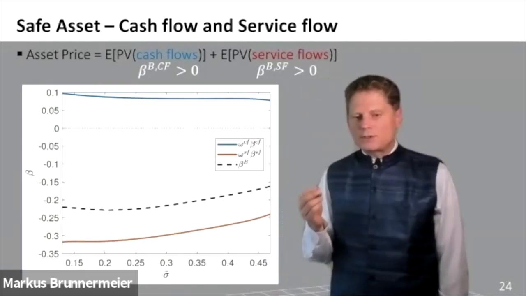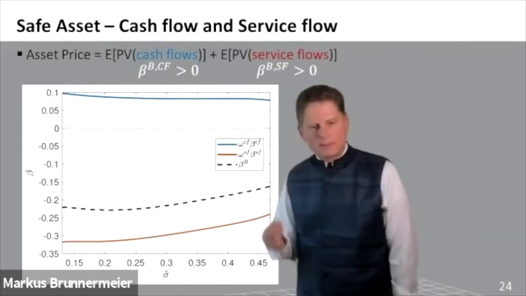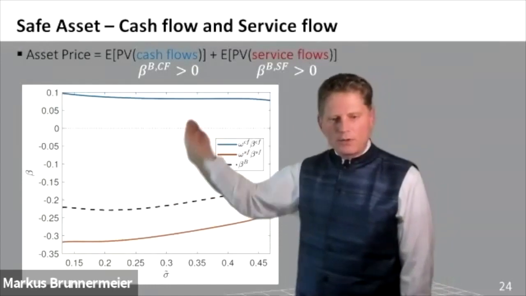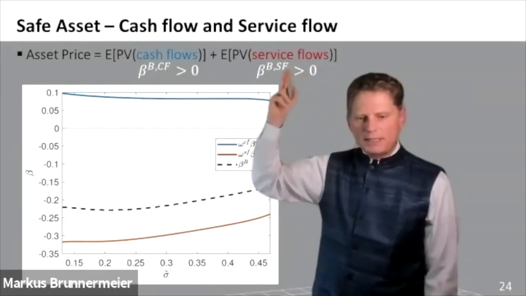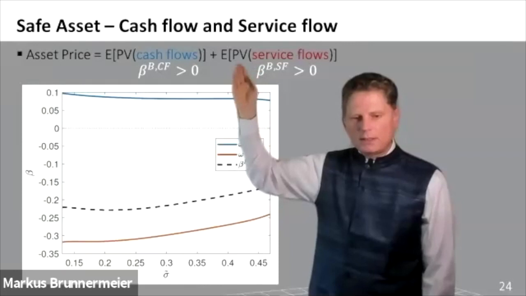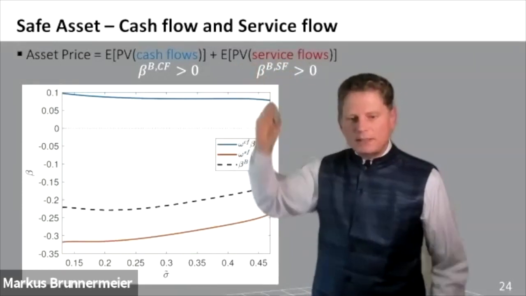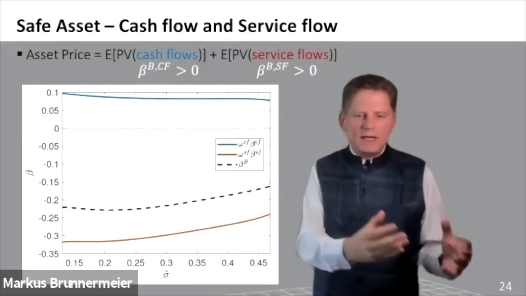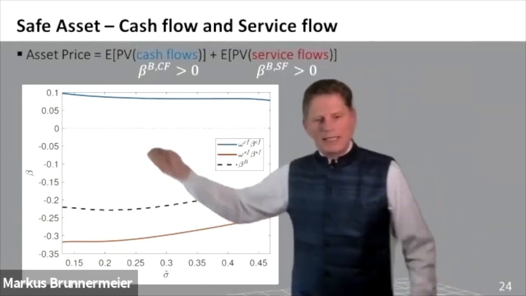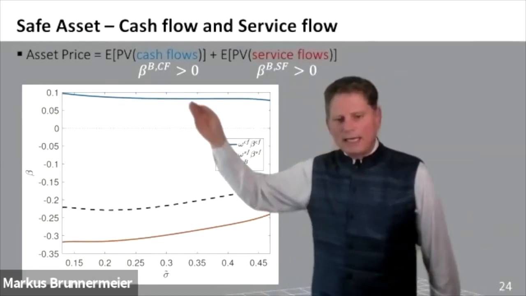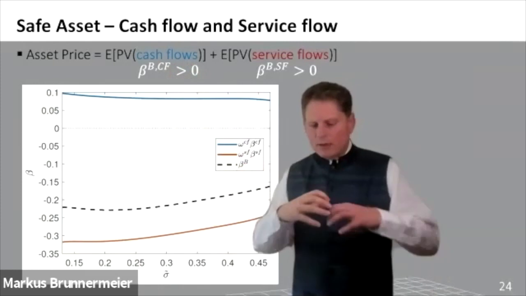Now, the service flow, and there's a typo here, the service flow has a negative beta. So this should be negative, should be the other way around. The service flow has a negative beta. That means it increases in value in times of recessions, while the cash flow, the blue thing here, has a positive beta.